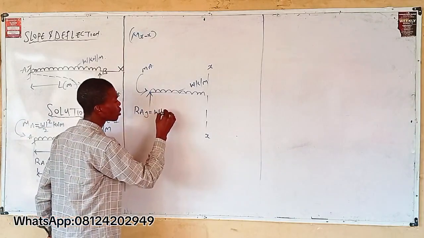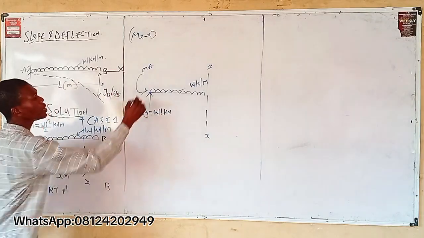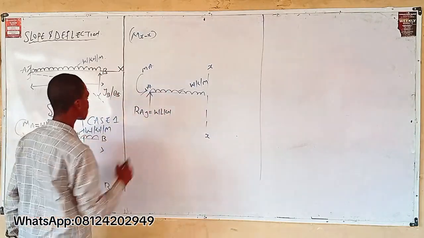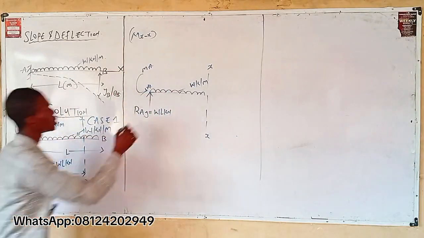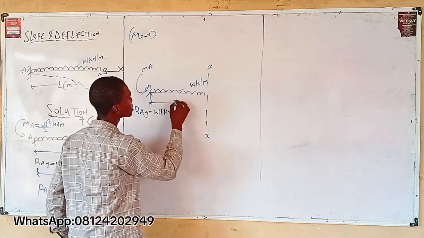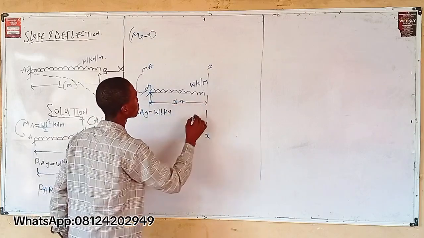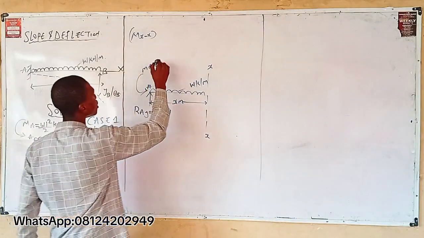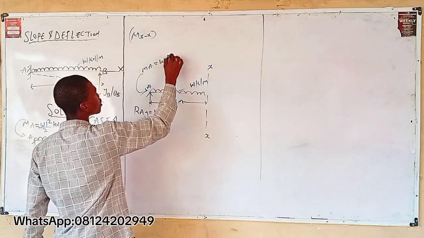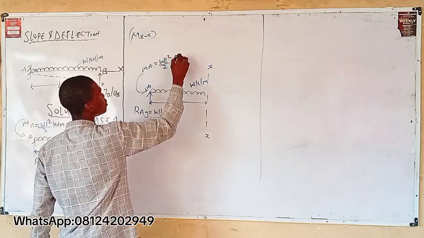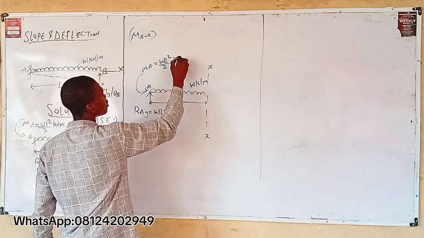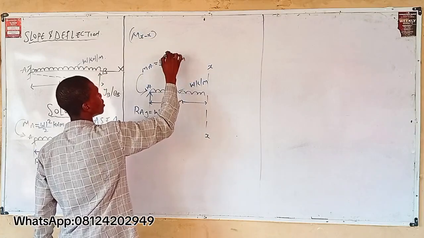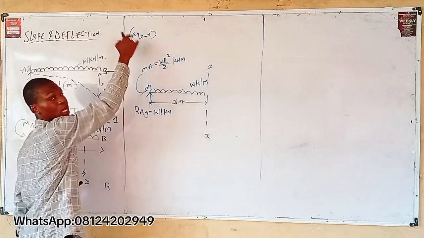WL kilonewton. From A to the line section, what's the distance? X. The distance is X meter. Right? What else? What have we not included? MA. Okay, what's the value of MA? WL square over 2 kilonewton meter. You know, this is what you are interested in.